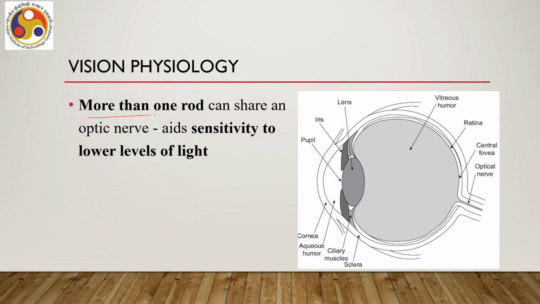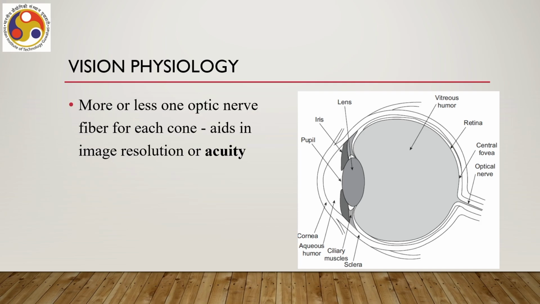More than one rod can share an optic nerve, which aids in sensitivity to lower levels of light. On the other hand, more or less one optic nerve fiber is there for each cone. So, there can be multiple rods sharing one optic nerve, whereas there can be one optic nerve for each cone, which aids in image resolution, or in other words, image acuity.